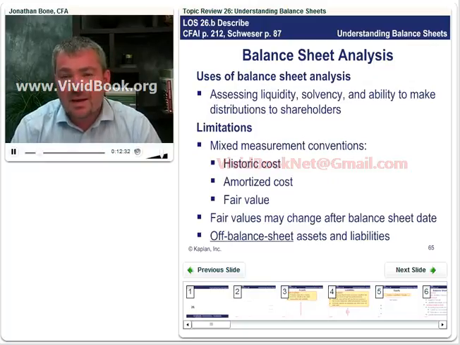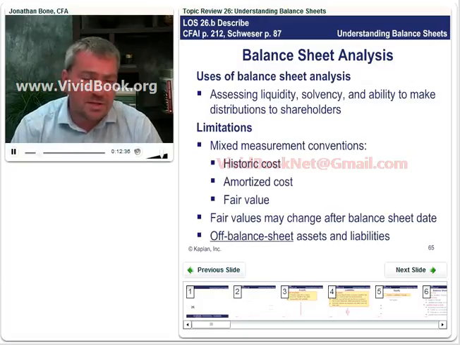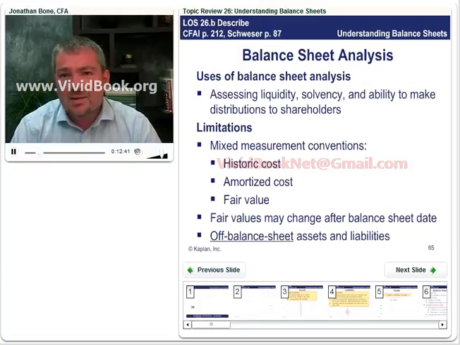We're going to look at how solvent we are. Solvency tends to take a slightly more long-term view, and it's looking at things like debt to equity ratios and ability to make distributions to shareholders. So we'll look at things like dividend coverage ratios there.